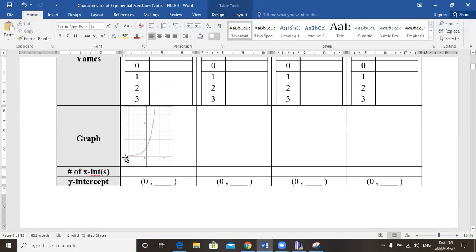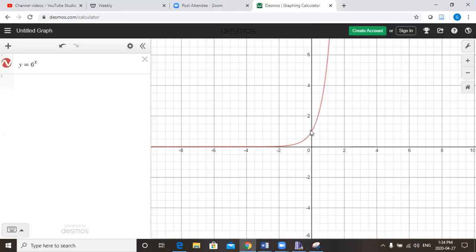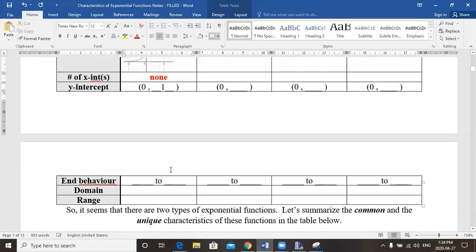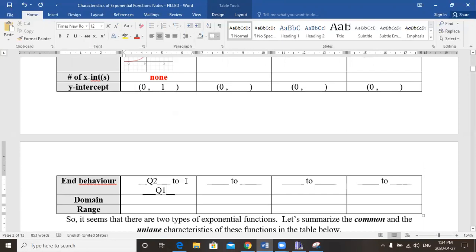So the number of x-intercepts would be none. It does not have any. So that's very important that you notice that exponential functions do not have x-intercepts. The y-intercept in this case is (0, 1). The end behavior goes from quadrant 2 to quadrant 1.